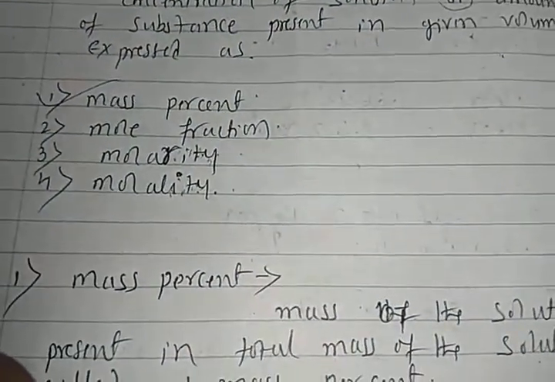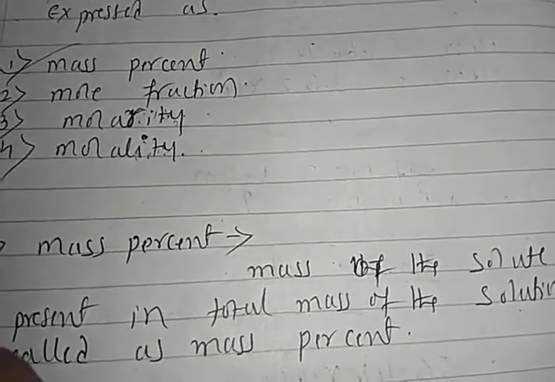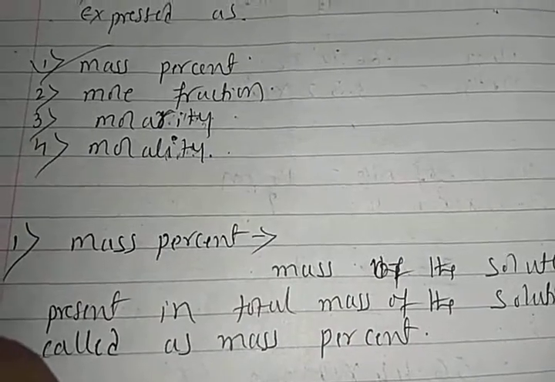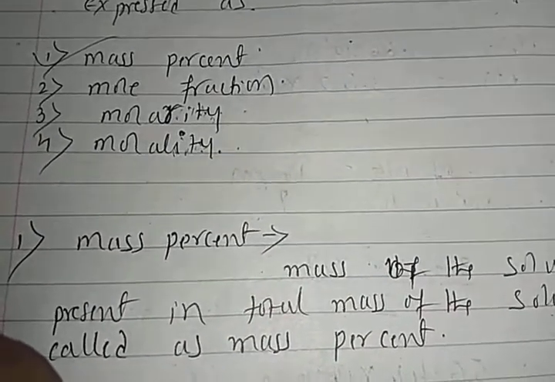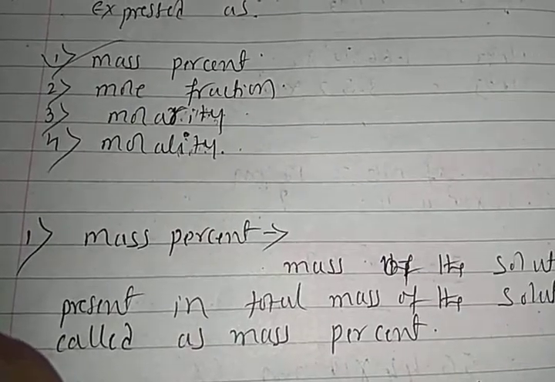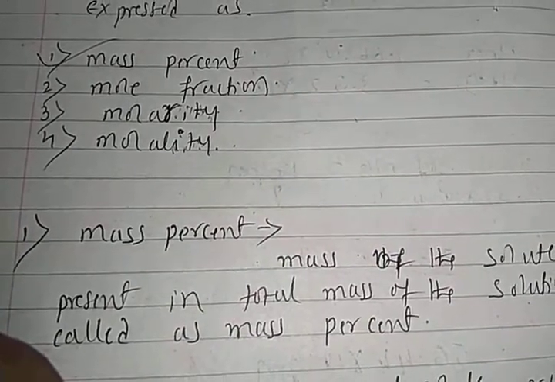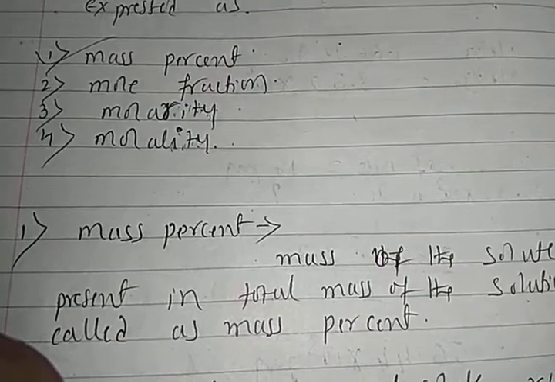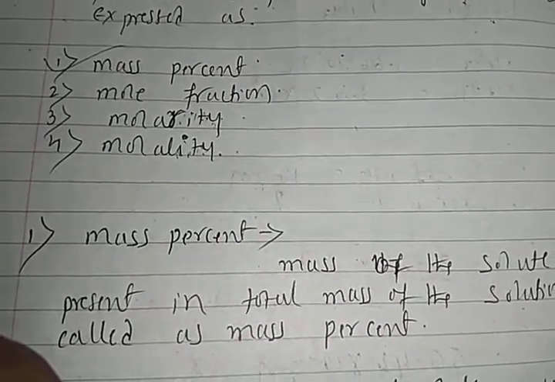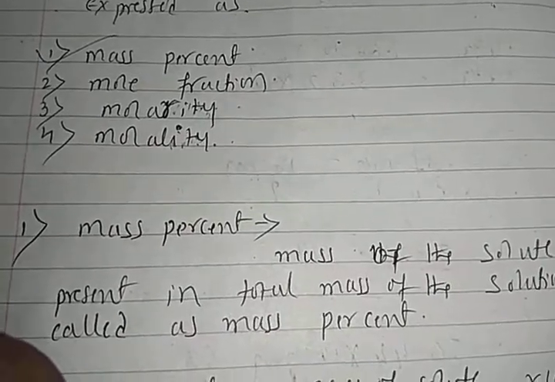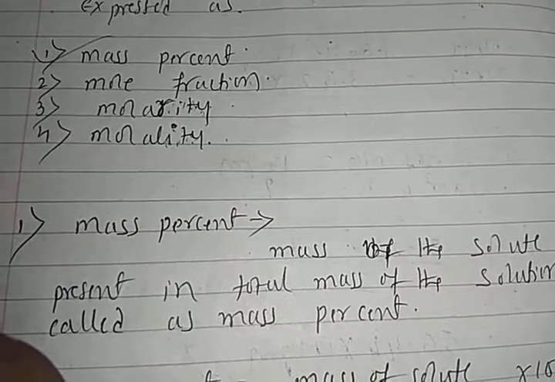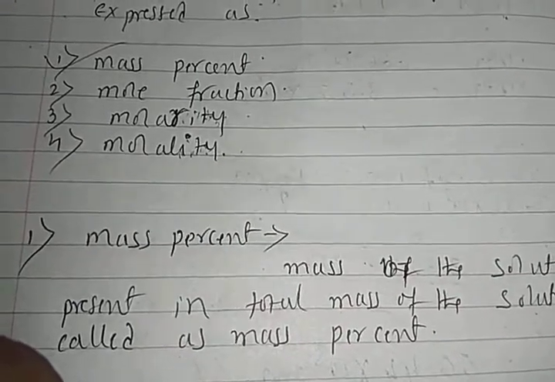So let's discuss mass percentage. Mass percentage means, students, if you are adding 10 gram of salt, mixing 10 gram of salt into 90 gram of sugar, what is the mass percentage of sugar? 10 gram of salt we are mixing into the 90 gram of sugar solution.